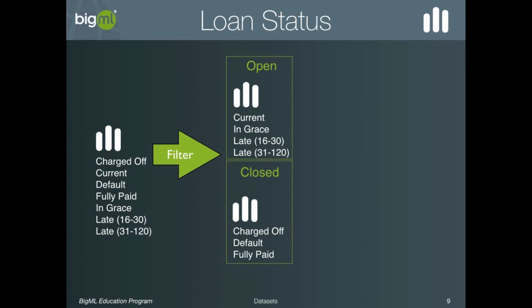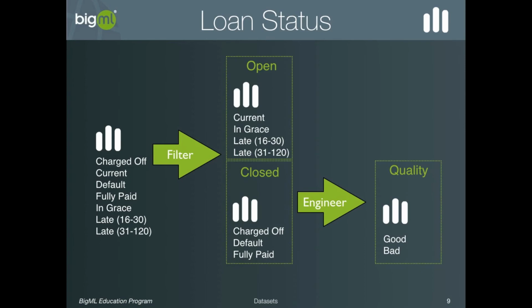Now, when we do that, we don't actually care if it's charged off or defaulted. Those are just bad loans versus the fully paid ones, which are good loans. And so we would like to engineer a new feature that instead of having those 3 classes, it's just some kind of quality measure where charged off and defaulted, well, those are bad loans, and fully paid, those are good loans. So these are the steps that we're going to perform with this Lending Club data set to explore the ability to do filtering and feature engineering.